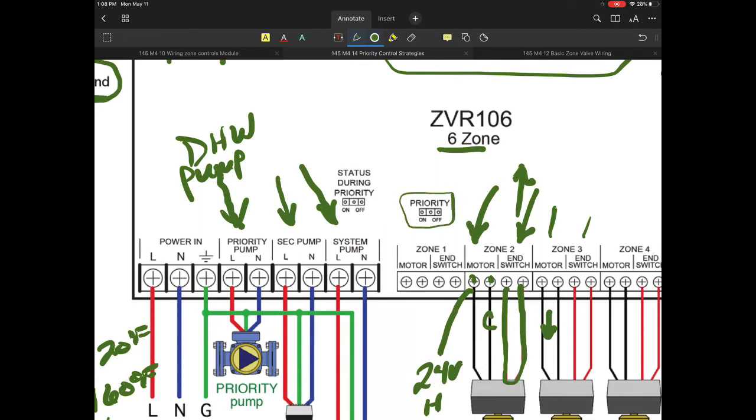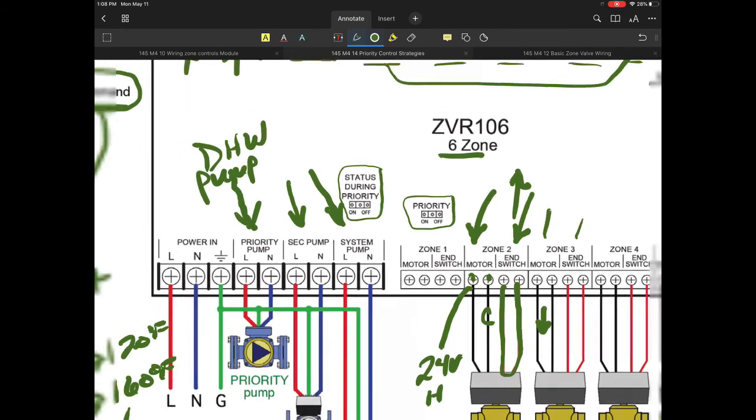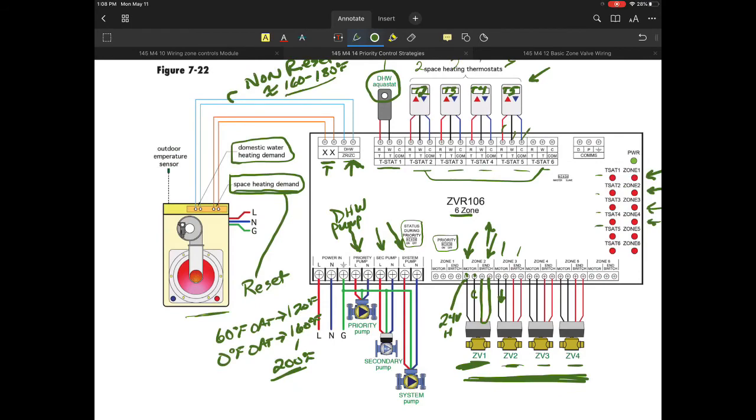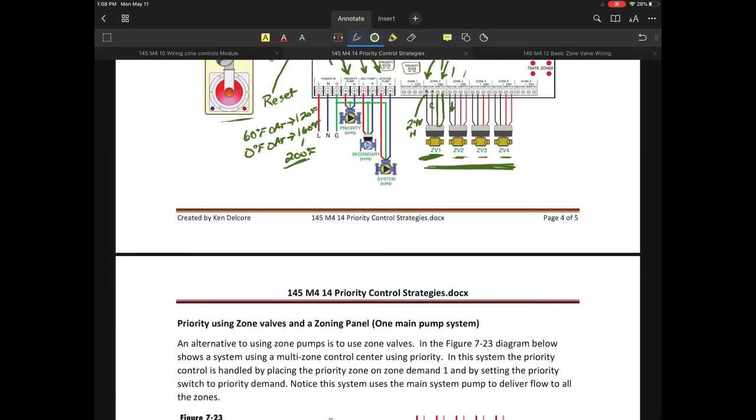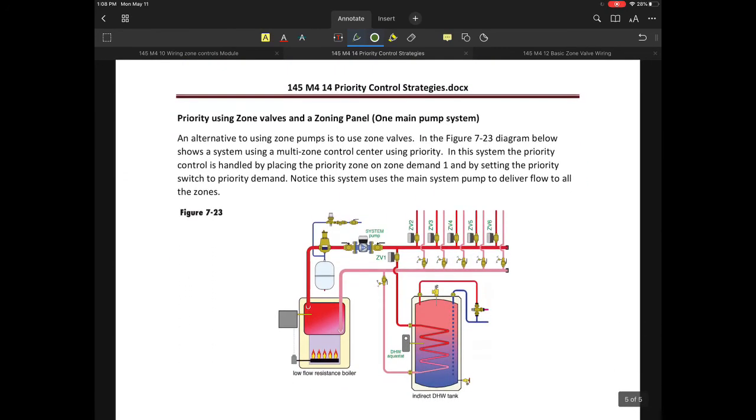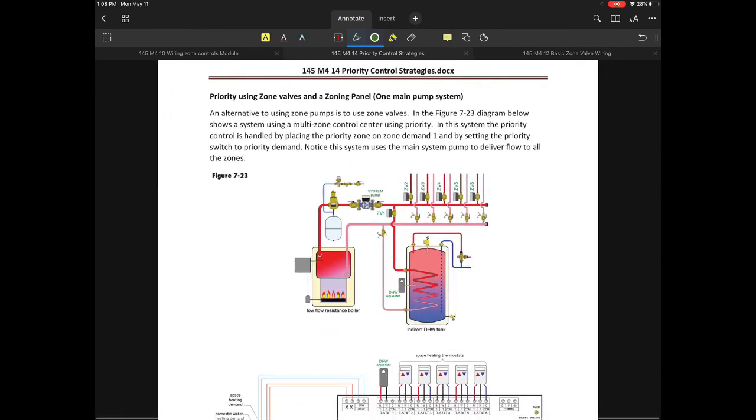The one thing that I'm going to point out in this diagram as well is that we have the ability to identify how you want priority to work. Do you want priority on or do you want priority off? And we also have the ability to identify what you want the pump to do during priority. So these zone panels make it very simple for you to control these systems, and it gives you a great place to clean up all of your wiring.